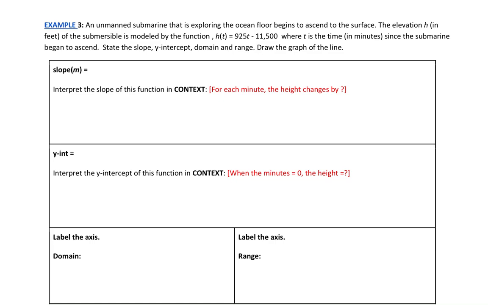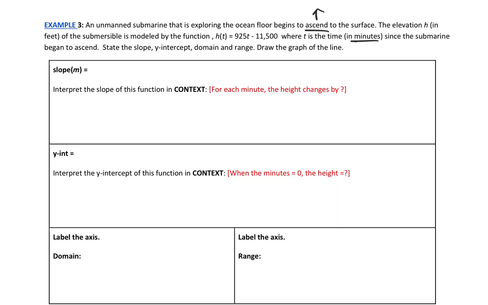All right, we've got a word problem. An unmanned submarine that is exploring the ocean floor begins to ascend to the surface. So that means it's going up. The elevation h in feet of the submersible is modeled by that function, where t is the time in minutes since the submarine began to ascend. State the slope, y-intercept, domain, and range. Draw the graph of the line.